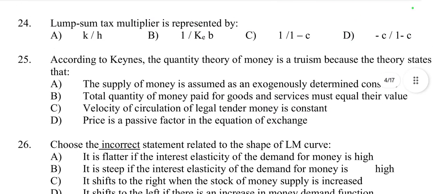Then question number 25. According to Keynes, the quantity theory of money is a truism because the theory states that. So what is the quantity theory of money? First one: the supply of money is assumed exogenously determined constant. No. Second one: the quantity of money paid for goods and services must equal their value. Yes, the quantity of money paid for the goods and services must be equal to their value. So this is called the quantity theory of money according to Keynes.